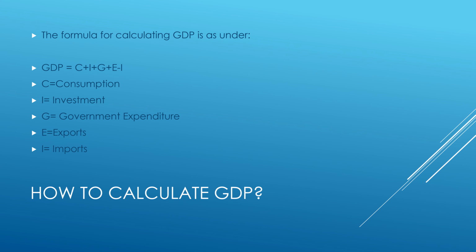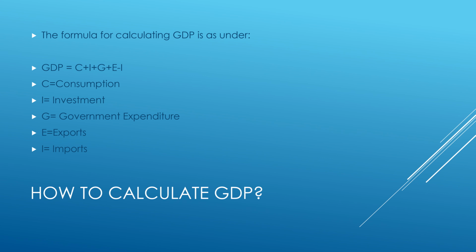Consumption is the total goods and services used by the population of the country. The second one is the investment. Investment in plant and machinery, housing, etc. will also be taken into consideration while calculating the GDP. The third one is the government expenditure. As all of us know, the government is the major spender in the economy.